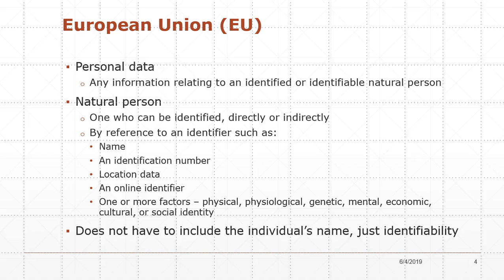So, personal data is any information relating to an identified or an identifiable natural person. And a natural person can be one that can be identified directly or indirectly by reference to an identifier, such as the name, an identification number, location data, online identifier, or one or more other factors like physical, physiological, genetic, mental, economic, cultural, or social identity. It does not have to include the individual's name, just identifiability.